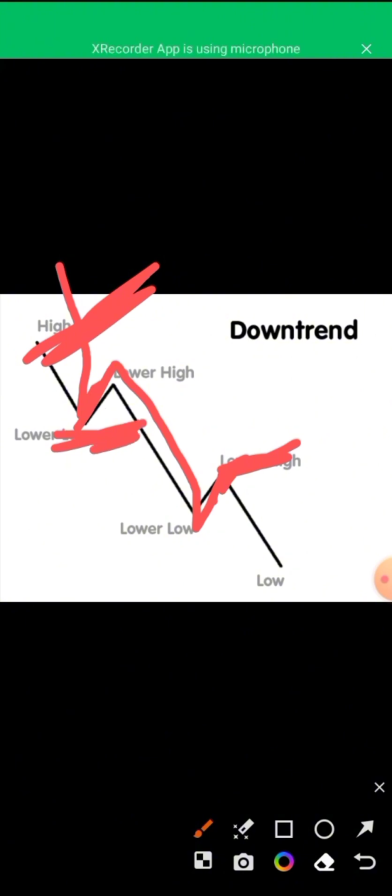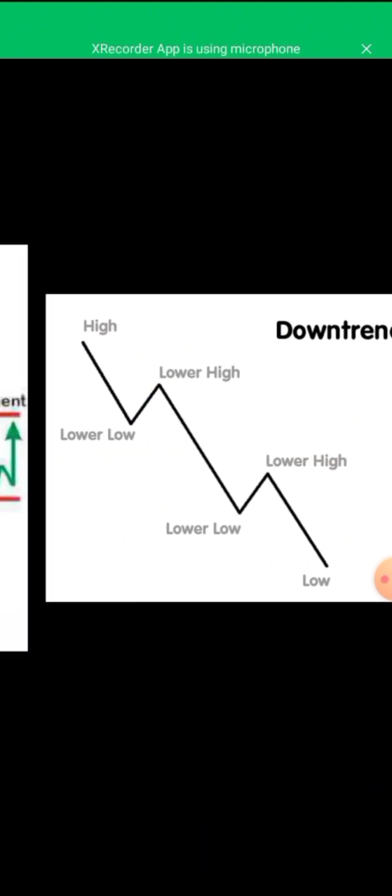Let's say if you want to break this now, it must go up something like this and surpass this place here. That's when the trend breaks. I hope I'm making sense. So that's how a downtrend is. Let's move towards sideways.